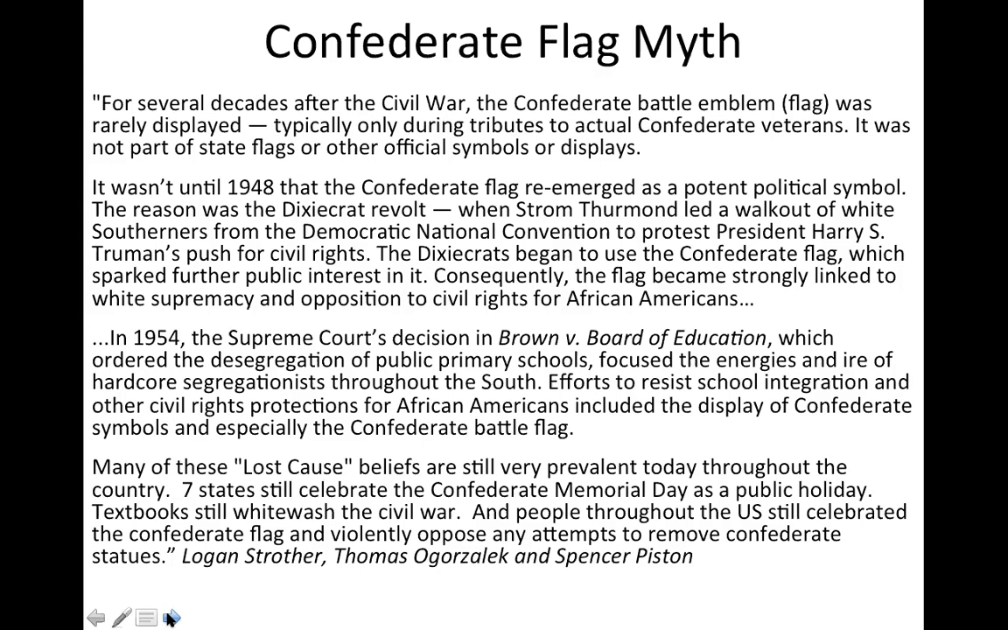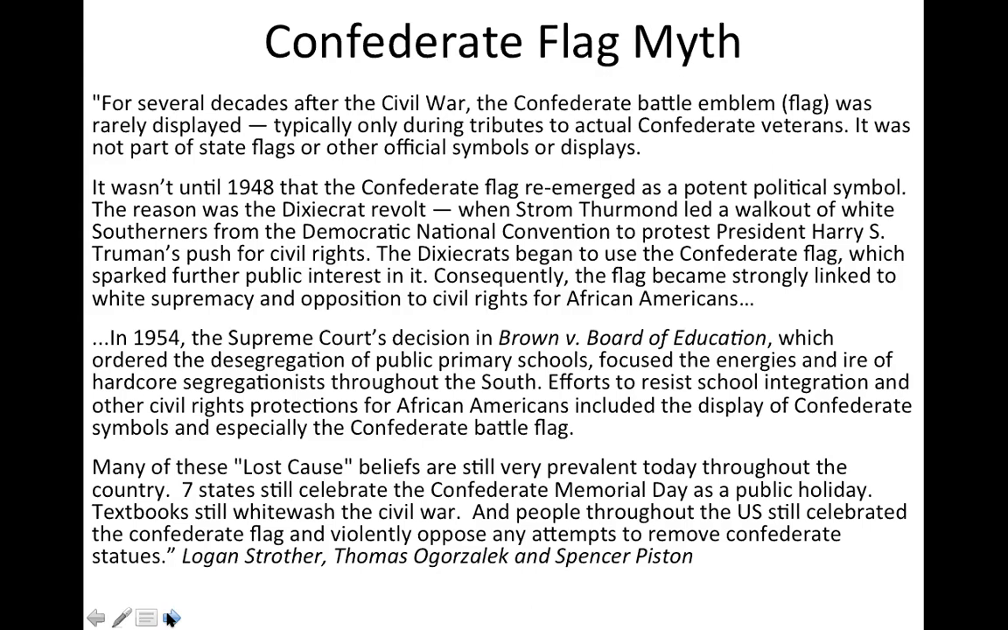In 1954, the Supreme Court decision in Brown versus Board of Education, which ordered the desegregation of public primary schools, focused the energies and ire of the hardcore segregationists throughout the South. Efforts to resist school integration and other civil rights protections for African Americans included the display of Confederate symbols, and especially the Confederate battle flag.